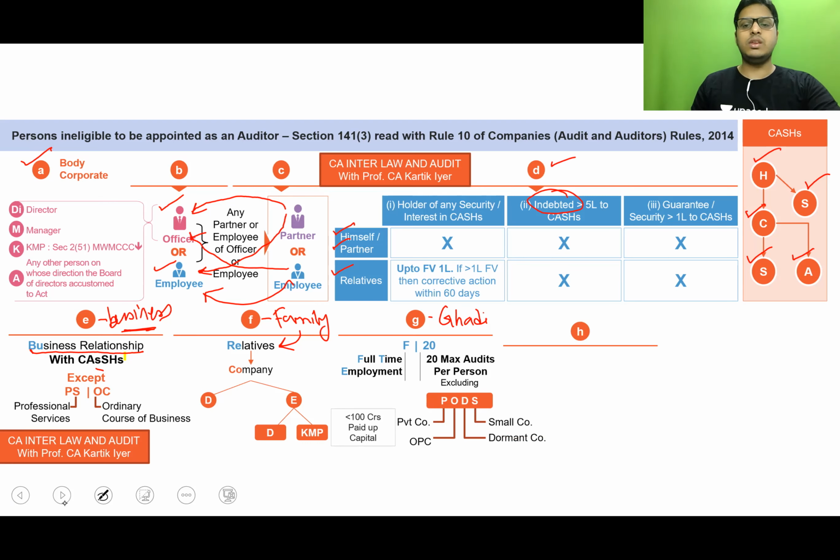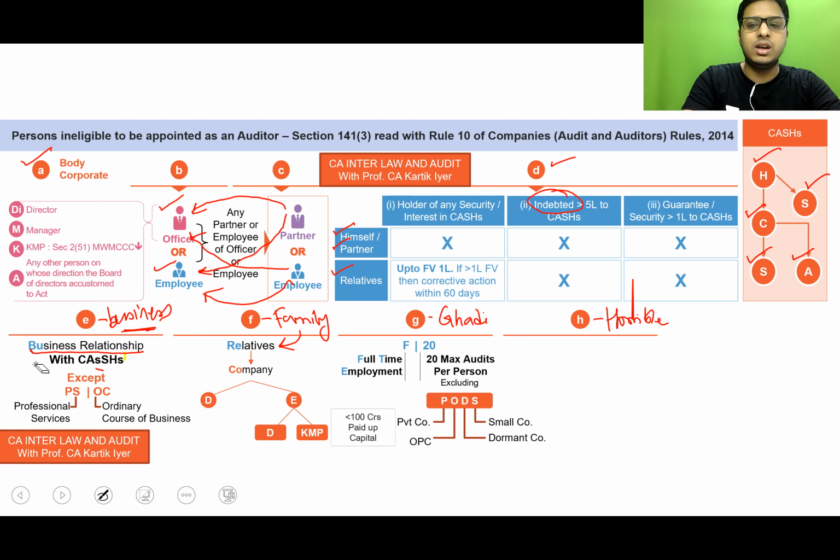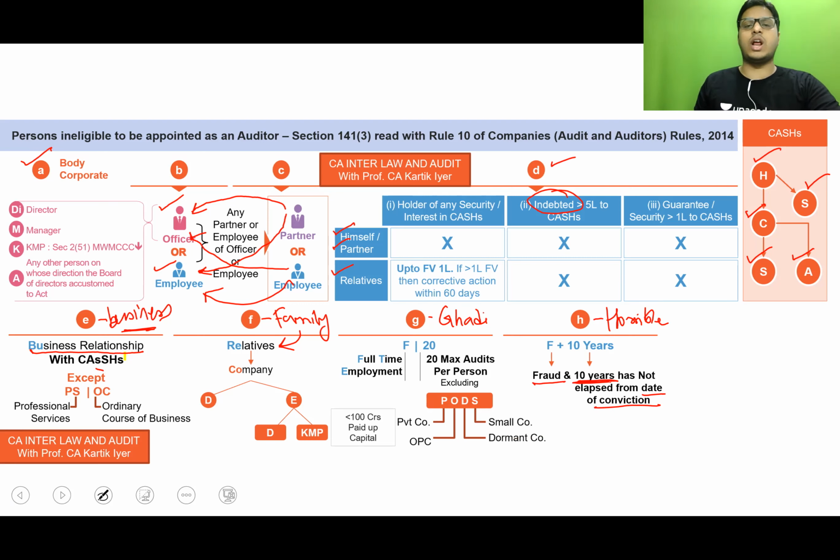Very simple. After that, we had clause H. Now clause H we had remembered with the word horrible, because there's something very, very horrible associated with it. And what is that? That is fraud. So if fraud has happened and 10 years has not elapsed from the date of conviction, then it is a very horrible thing. First you have to look at whether fraud has happened, then you have to look at the date of conviction, and from the date of conviction you have to calculate 10 years. Till these 10 years, you cannot be an auditor in any company.